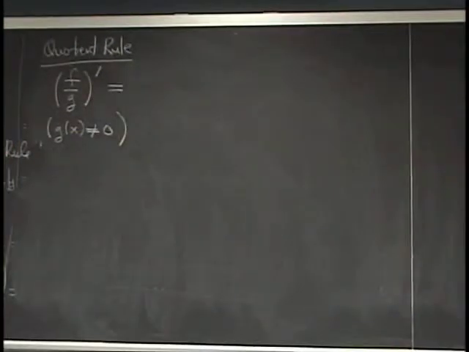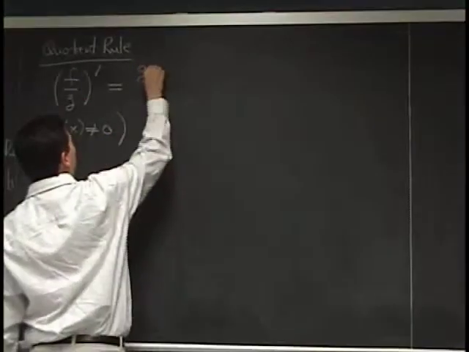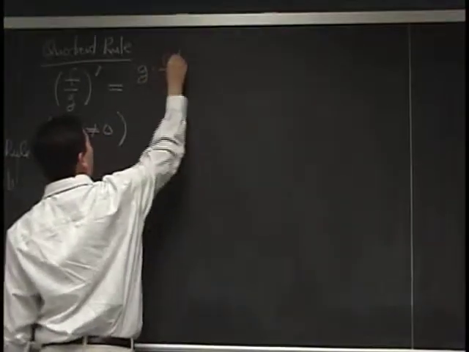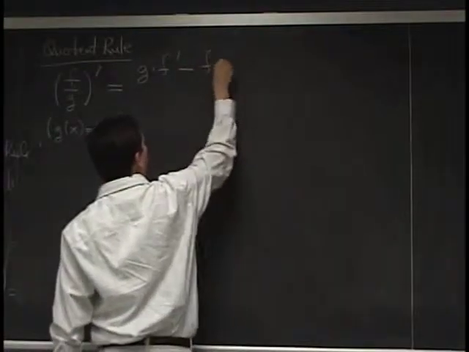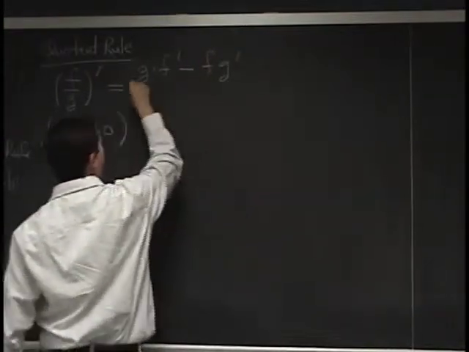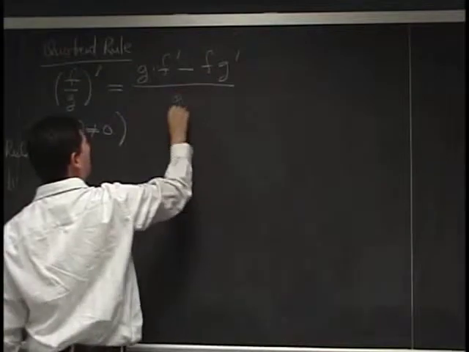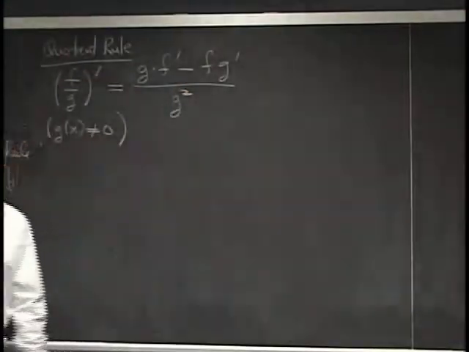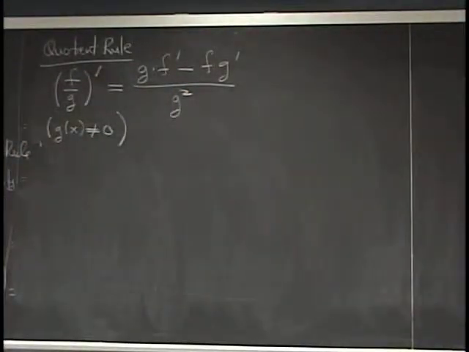Okay, and the song tells us at the top, which is the hard part to remember, is what? Low D high, less high D low, and the bottom is the square of the bottom function. Okay, that's what we would like to prove. So let's try to do it.